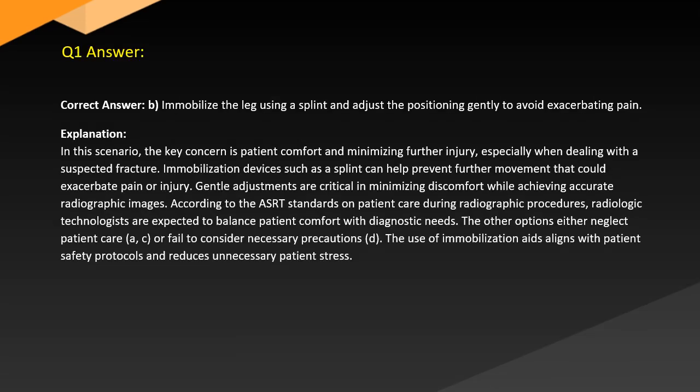Answer. Correct answer. B. Immobilize the leg using a splint and adjust the positioning gently to avoid exacerbating pain. Explanation. In this scenario, the key concern is patient comfort and minimizing further injury, especially when dealing with a suspected fracture. Immobilization devices such as a splint can help prevent further movement that could exacerbate pain or injury. Gentle adjustments are critical in minimizing discomfort while achieving radiographic images.